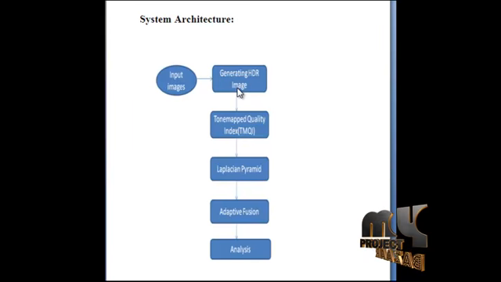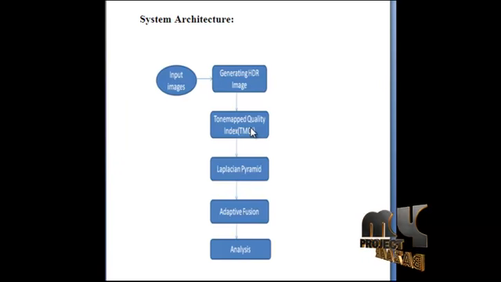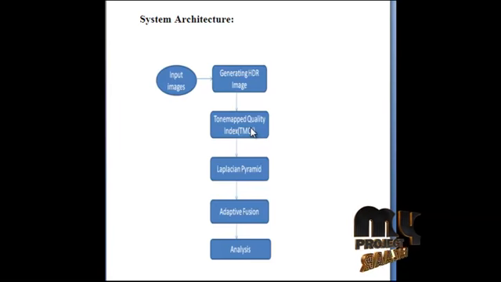The generated HDR image is passed to the tone map quality index. This algorithm is an objective quality assessment algorithm for tone mapped images. It contains a multi-scale signal fidelity measure based on a modified structural similarity index and a naturalness measure based on intensity statistics of natural images. It converts the high dynamic range to low dynamic range images.